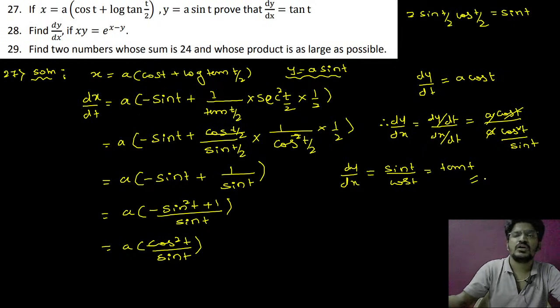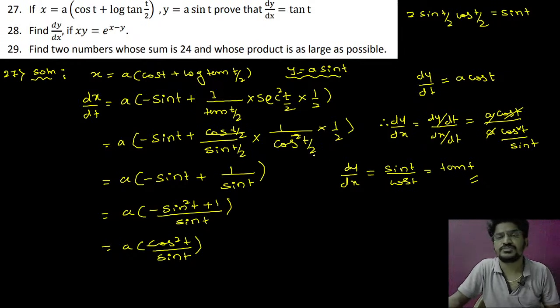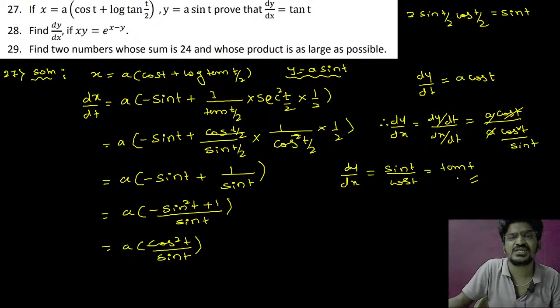Okay. So here you can see, this is nothing but 2 times sin t by 2 cos t by 2. Some of you are asking about t by 2. Okay. So what is sin t by cos t? That is tan t. So the answer is tan t.